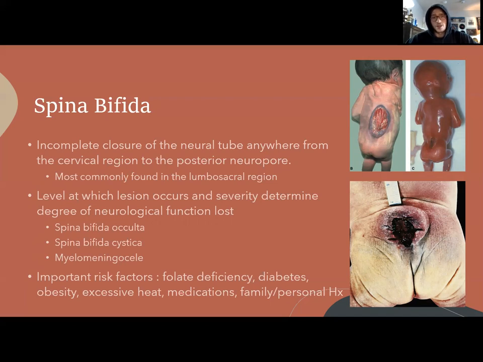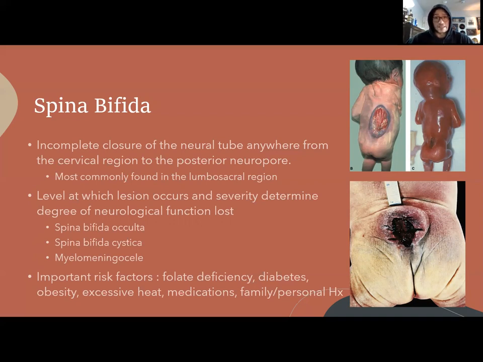The level at which the lesion occurs and its severity determine the degree of neurological function loss. The level at which it occurs is going to tell you, depending on the dermatomes that are involved or the skeletal innervation that comes off at that level and below, there might be neurological defects there. And then the severity of spina bifida falls into those three different categories underneath: spina bifida occulta, spina bifida cystica, and myelomeningocele.